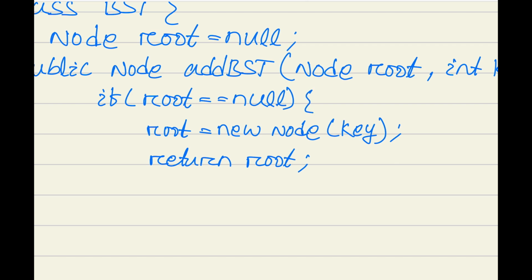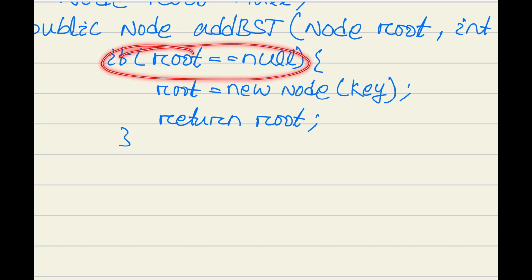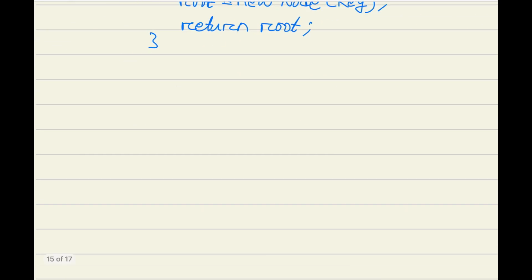So we can write curly braces for this. If root equals null, that means initially the tree is not created. So create a new node, assign its reference to root, and return the value of root. Now assume the tree is there, and we are going to compare the key value with the tree.